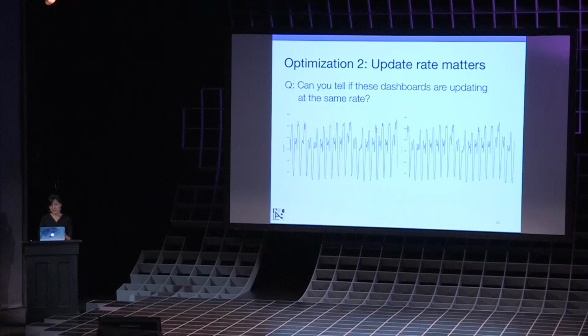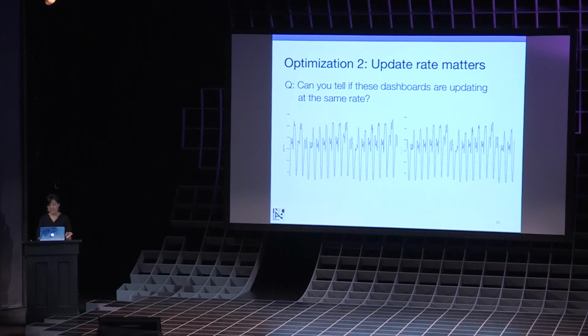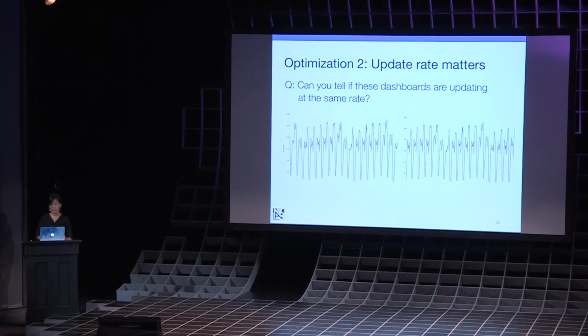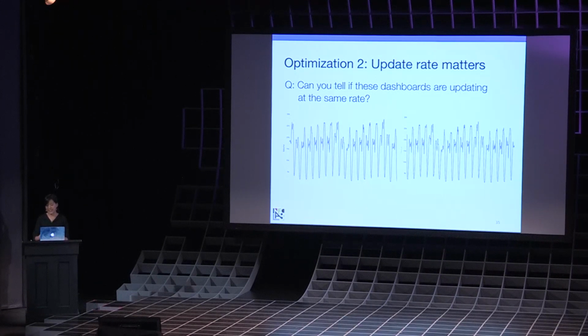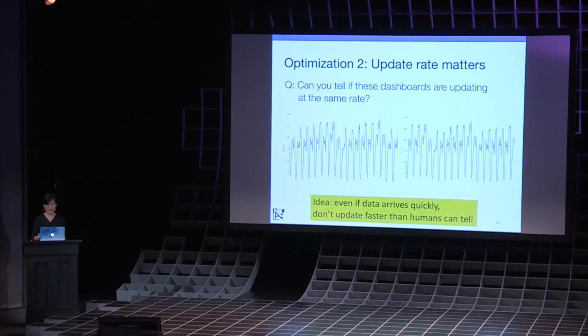Great. The second observation is that in the streaming case, where data continues to arrive, the update rate actually matters. Here I have 2 dashboards that are streaming. It might be difficult to tell just from looking at this, but one of them is updating almost twice as fast as the other. The idea is that even if data arrives quickly, we shouldn't update our dashboard according to the data arrival rate. Rather, we should update it at a rate at which humans are comfortable or can make sense of it.